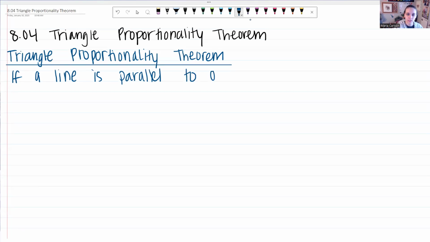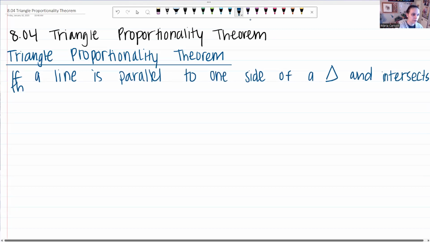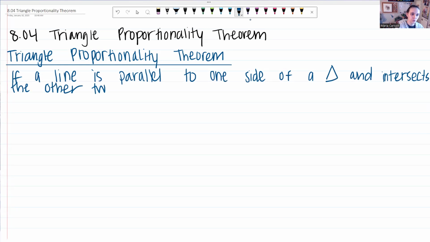if a line is parallel to one side of a triangle and intersects the other two sides, then it divides those sides proportionally.